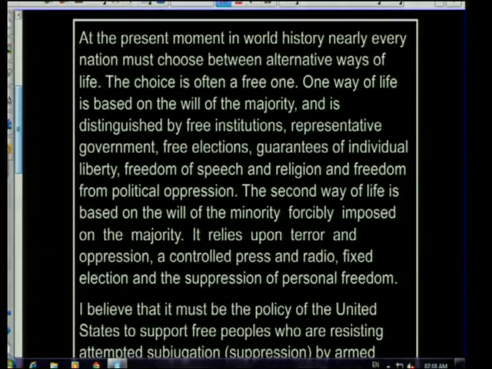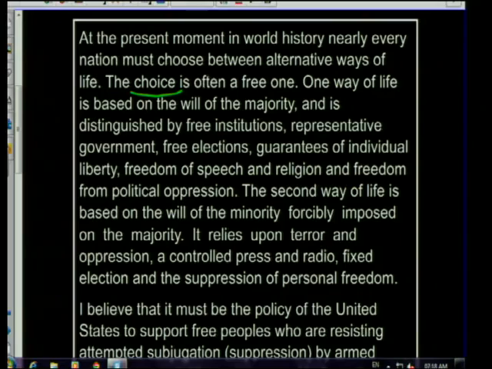At the present moment in world history, nearly every nation must choose between alternative ways of life. The choice is often a free one. Okay, I'm going to quickly underline the choice, because that tells you that President Truman is obviously going to be comparing the two ways of life. One way of life is based on the will of the majority. So now you should be able to tell the difference between these two ways of life.